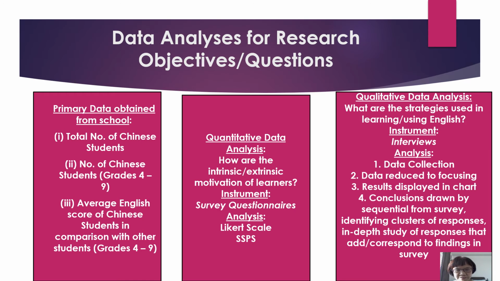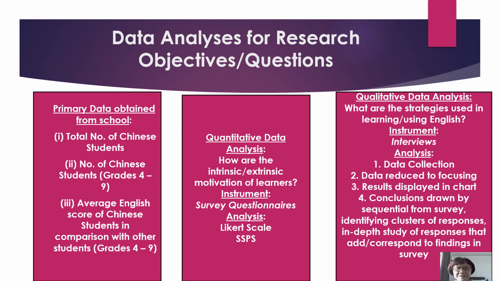The data analysis for research objectives and questions will be done in several steps. The first would be the collection of the primary data that will be obtained from the school itself. This would include the total number of Chinese students in the international school, the number of Chinese students that are found in grades 4 to 9, the average English score of these Chinese students in comparison with the other students that are in grades 4 to 9.